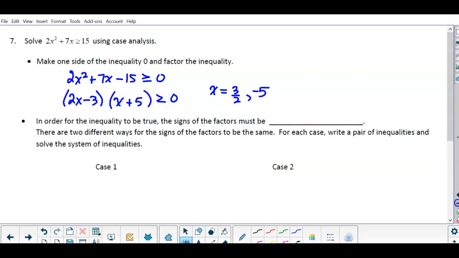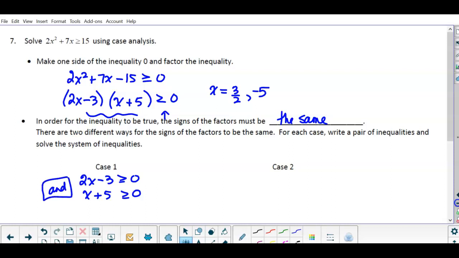Okay, so now for this inequality to be true, so for this to be greater than or equal to 0, the signs of the factors must be the same, either both positive or both negative. So there's two different ways for that to happen. So if they're both the same, okay, when does that happen when you solve that system?